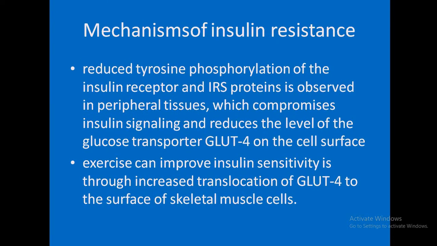So what are the mechanisms behind this insulin resistance? There is reduced tyrosine phosphorylation of the insulin receptor and IRS proteins in the peripheral tissues. This compromises insulin signaling and reduces the level of GLUT4 on the cell surface. An interesting observation is that exercise can improve insulin sensitivity through increased translocation of GLUT4 to the surface of the muscle cells.